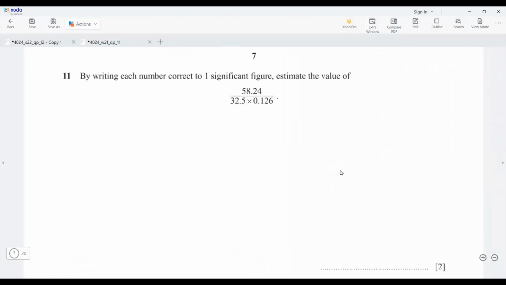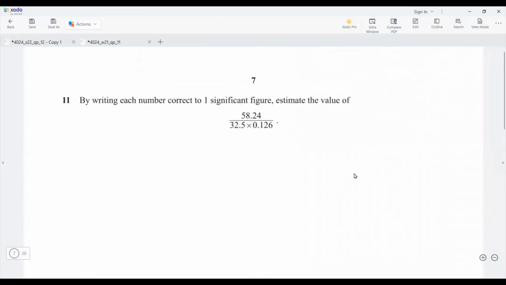So moving to question number 11. It's basically related to numbers, an estimation question. They are saying that we have to correct each number to one significant figure. So 58.24 to one significant figure results in 60. You have to stop at 5, the next number is greater than 5, so add 1 to that 5, and that becomes 60.